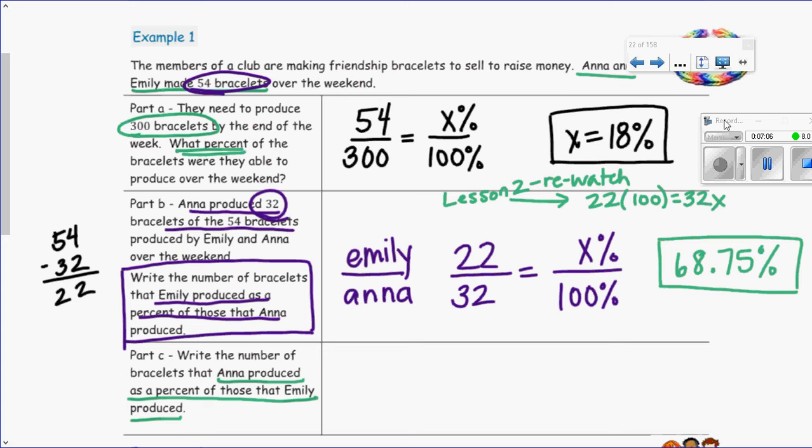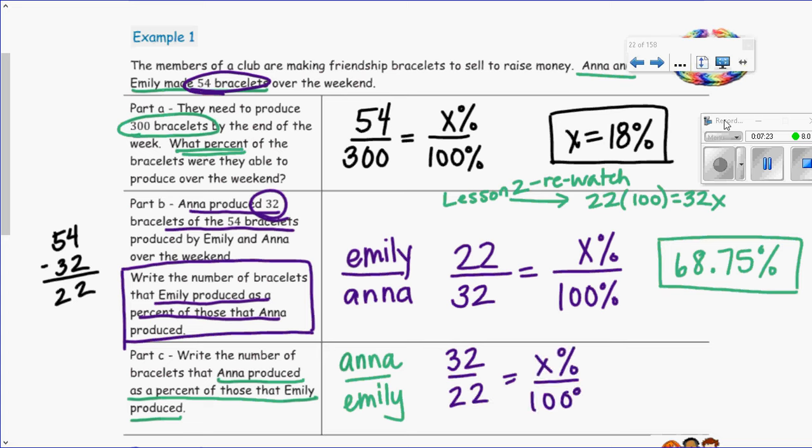So now let's write Anna over Emily. Okay, and now it's going to look very, very similar, except that Anna made 32 and Emily made 22. We're still looking for it as a percent. So here's the deal. Usually, we have a smaller number as the part, a bigger number as the whole. You can have a bigger number on top than on bottom.